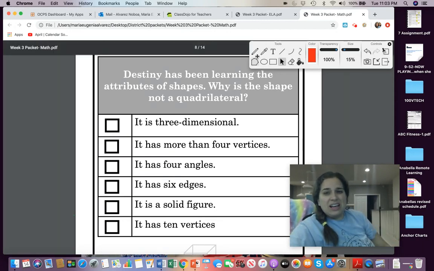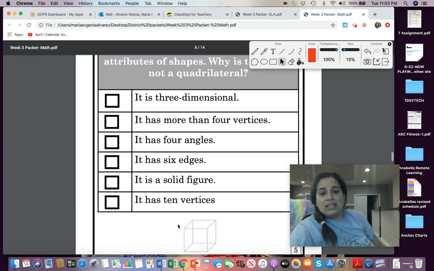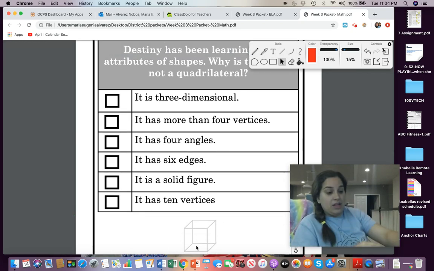So you have to check which one applies to this cube right here. Do you see that this is not flat? That is a drawing of a cube. That is a 3D shape.